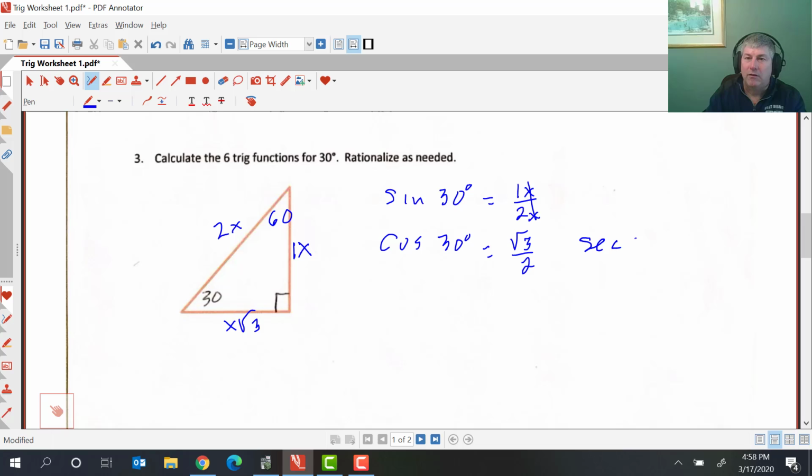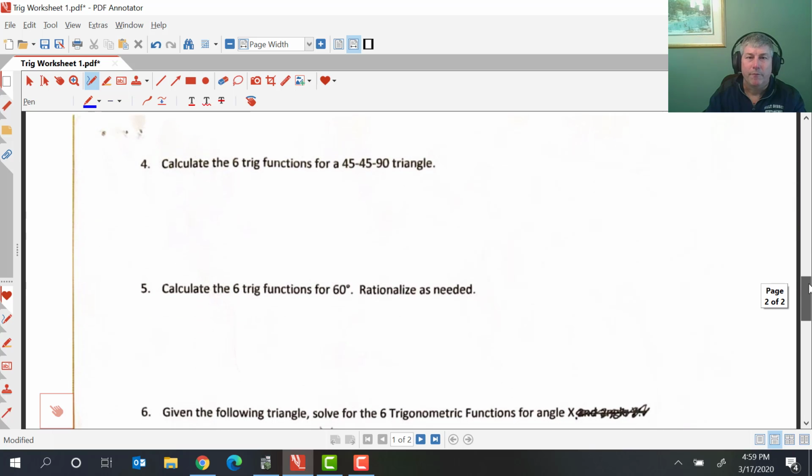So then your secant of 30 is that reciprocal function. It's 2 over the square root of 3, but we have to rationalize that. No square roots in the denominator. So the secant of 30 degrees is 2 square root of 3 all over 3. Okay, so I'll leave the rest of the trig functions for you.